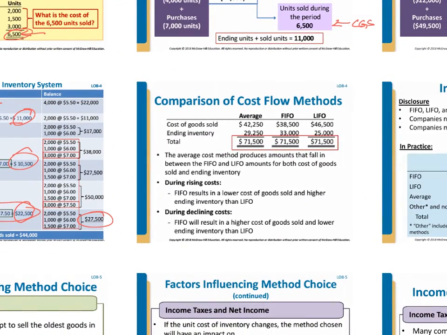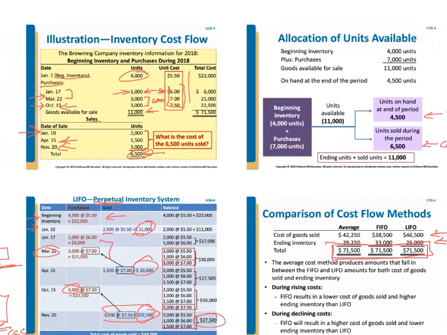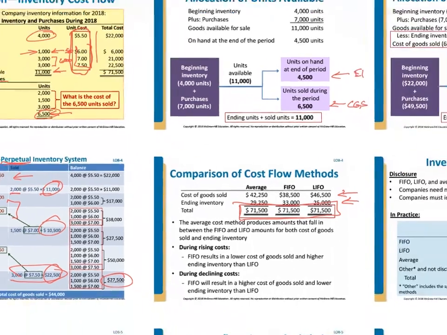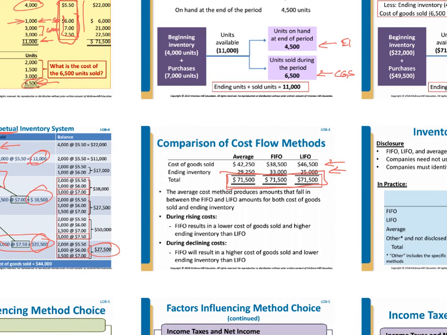In comparing these cost flow assumptions, notice that all of them have the same total for their distribution of cost of goods available for sale. But their cost of goods sold and their ending inventory vary greatly. In a period of rising prices, which if we look over here, we did have a period of rising prices. We started at 550, then we went to 6, then to 7, then to 750. In a period of rising prices, LIFO is going to produce the highest cost of goods sold, and FIFO is going to produce the lowest. Notice that weighted average is going to be right there in the middle.